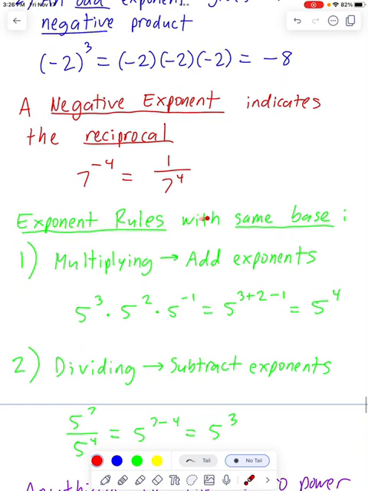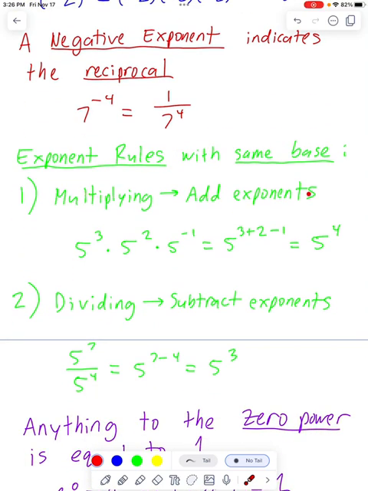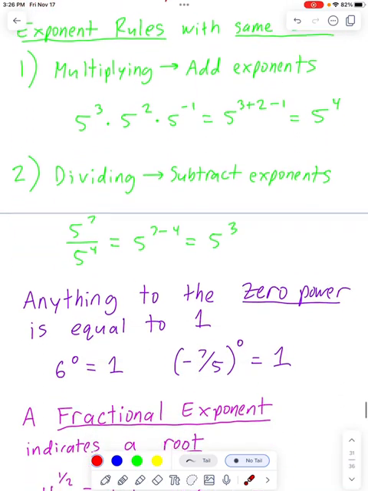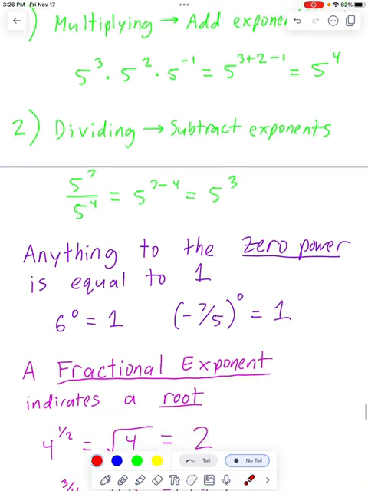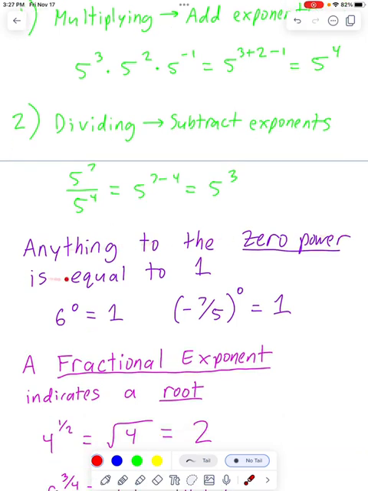And there are some exponent rules regarding the same base. When multiplying, we can add the exponents, like so. When dividing, we subtract the exponents, like so. Anything to the 0 power is equal to 1, like so and like so.